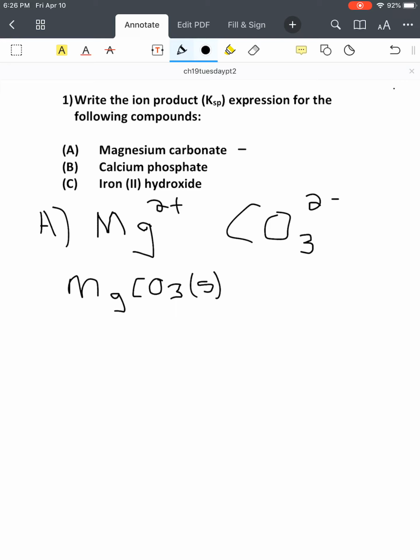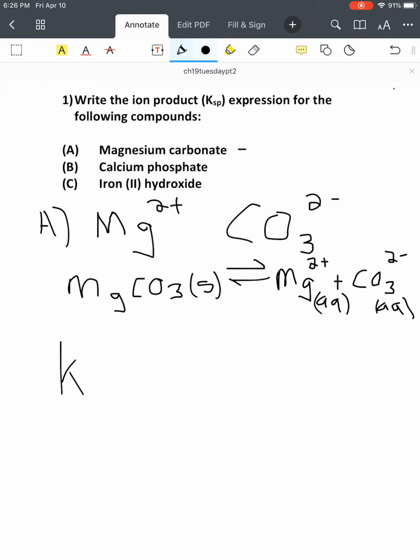So if I'm writing the equilibrium that describes the solubility of that stuff, I would take the MgCO3, dissolve it to make 2 aqueous ions. Magnesium 2+ aqueous and carbonate 2- aqueous. That's the key chemical reaction here. So all the KSP expression is the equilibrium constant for that reaction, right? So we've been talking for weeks now. Equilibrium constants are nothing more than products over reactants.